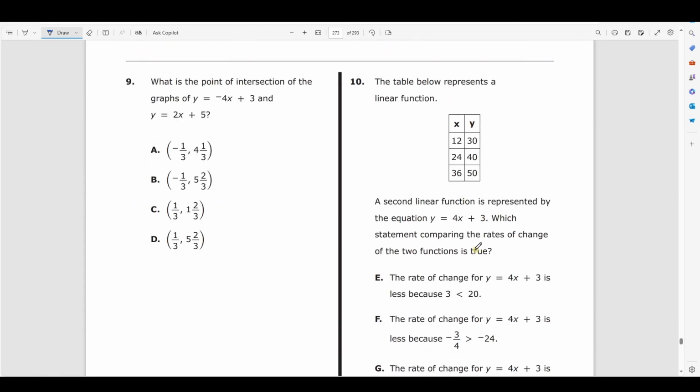So then number 9 says, what is the point of intersection between the graphs of y equals negative 4x plus 3 and y equals 2x plus 5? We've been over this already. We had a problem that asked us about the point of intersection before. All you need to do is just set these graphs equal to each other, right?